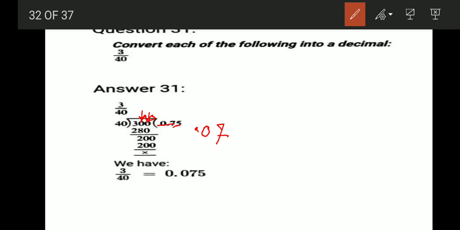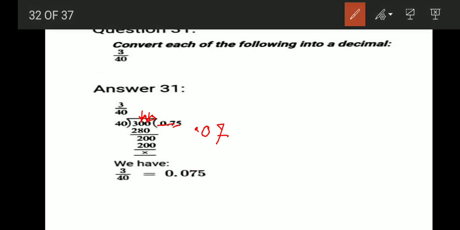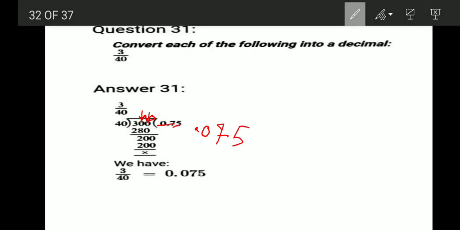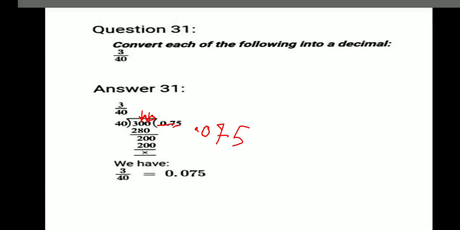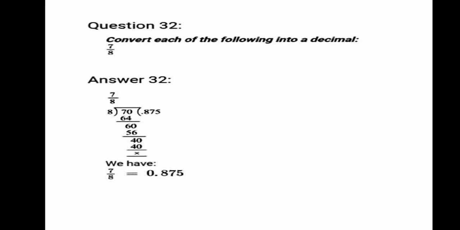5 times 40 is 200, and your answer should be 1. Second, I write 5 here, and your answer should be 0.075. Understand?